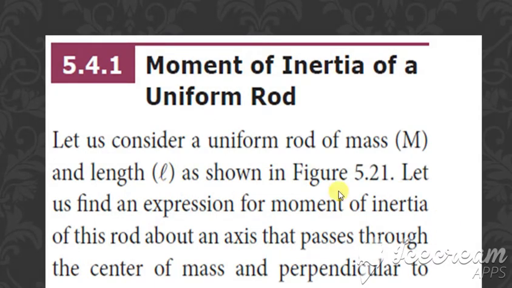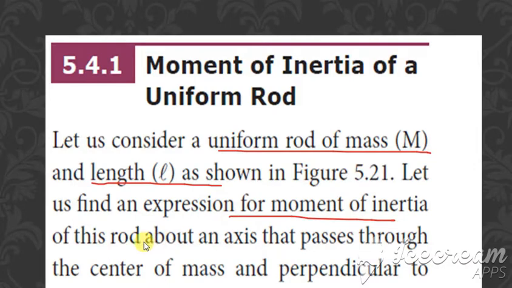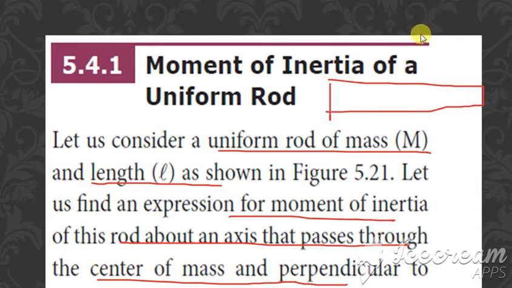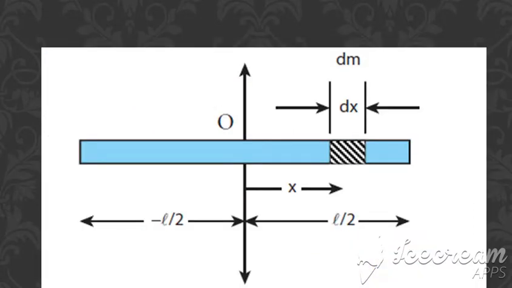Next we are going to see the formula for the moment of inertia of a uniform rod. For this, consider a rod which is having a mass m and length l, to find the expression for moment of inertia about an axis passing through the center of the mass. So we consider the rod, and the axis passes through its center. For this we are going to find the moment of inertia.